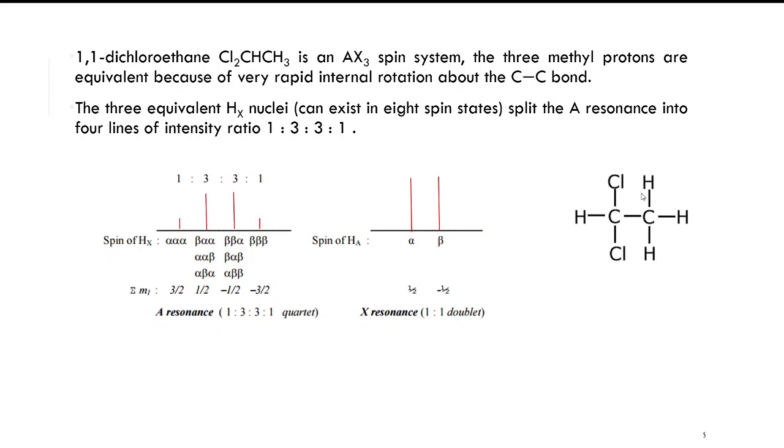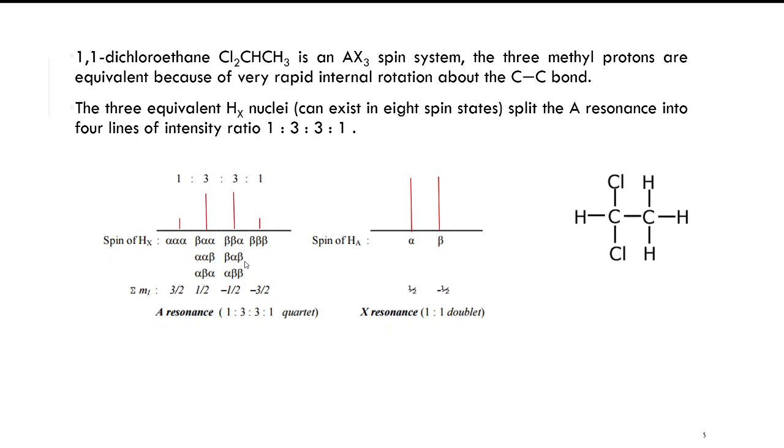But how about this? Because there are three protons, you have the alpha, alpha, alpha, the lowest energy, and at the extreme highest energy, the beta, beta, beta. In between, you have alpha, alpha, beta, beta, alpha, alpha, and alpha, beta, alpha. And you also have beta, beta, alpha, beta, alpha, beta, and alpha, beta, beta. But all these are actually having the same energy, and this too.